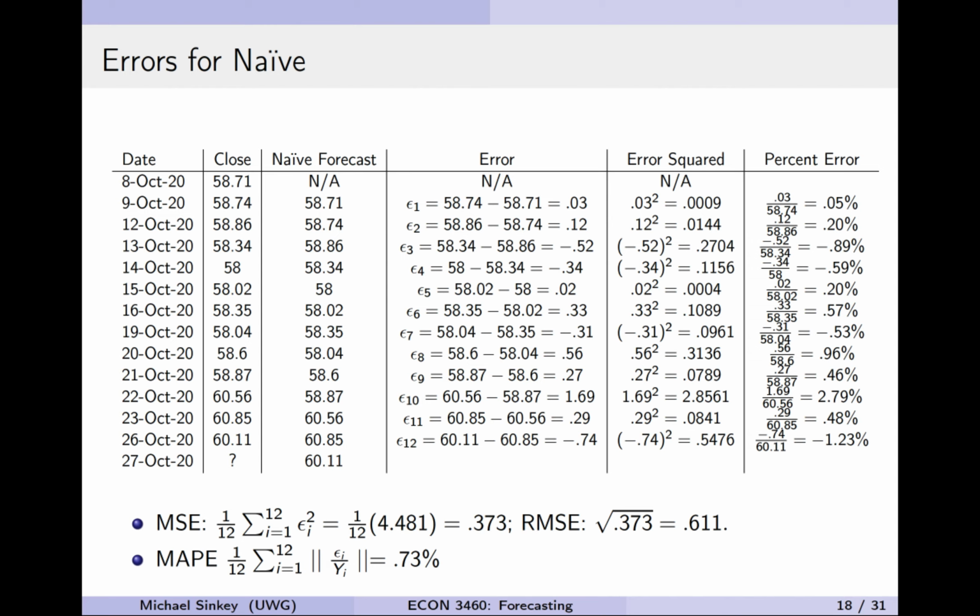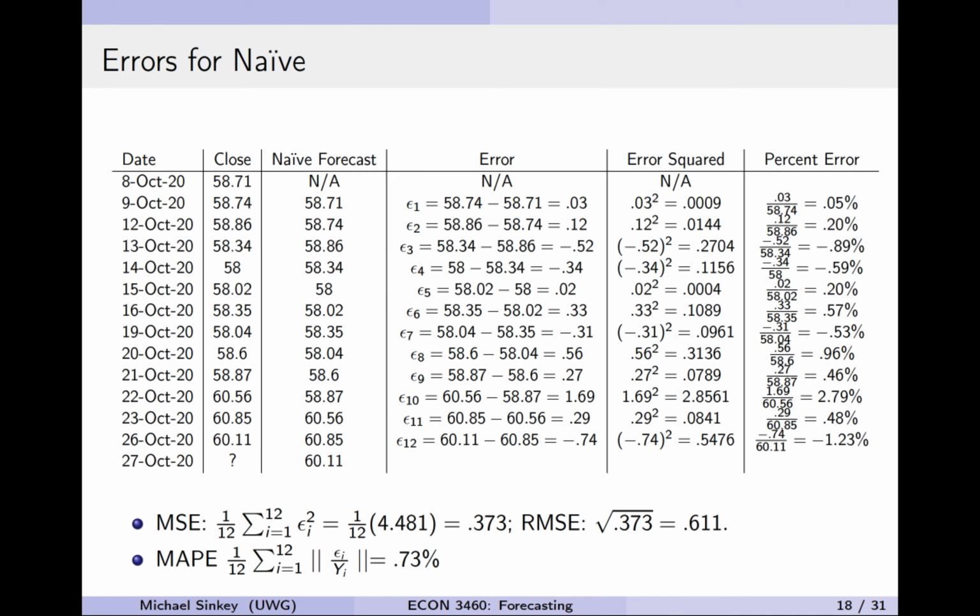58.34 minus 58.86 is minus 0.52, so that's a negative, but when I square it, it becomes 0.2704. Now, I want you to note that 0.52 is roughly 4 times the size of the previous error, which was 0.12, maybe a little bit more. I think 4 1/3 times as large. But then if you take 0.27 compared to 0.014, you're looking at a magnitude difference of almost 20 times.